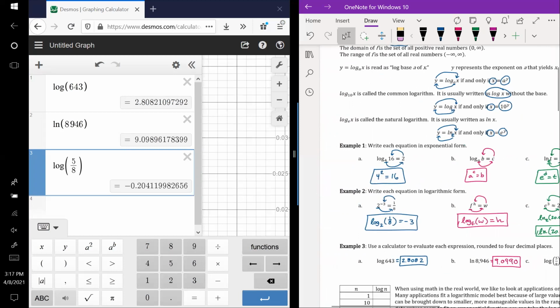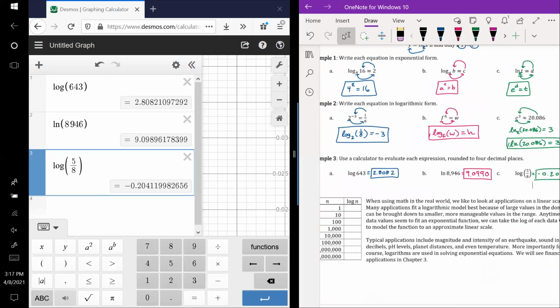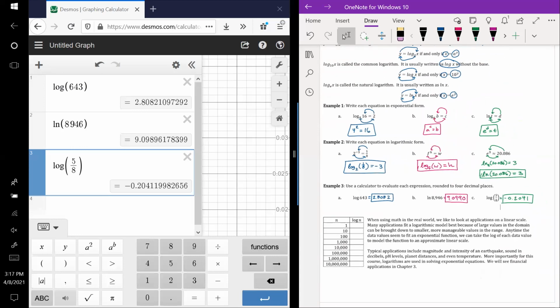Okay, so just like I was saying about the whole earthquake things, this whole paragraph is explaining what I just said earlier. It says that logs will put any extremely large number into a simpler format. So that last paragraph says typical applications include magnitude and intensity of an earthquake, sound in decibels, pH levels. Oh yeah, that's a good one. Because if you think about a lemon or a lime, we just say, oh, the acidity level is like a 7 or 8. But again, there's a lot of math involved in that.